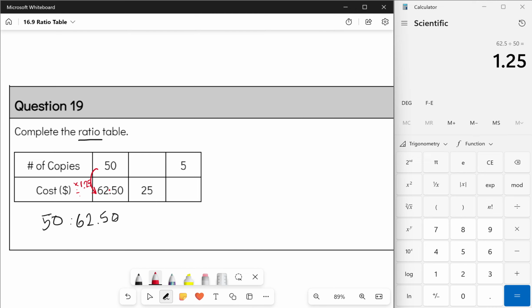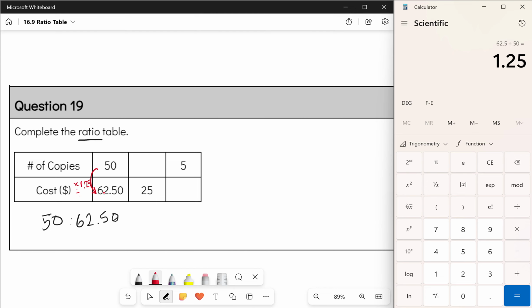1.25. So now, like I said a second ago, when I divided my bigger number by my smaller number, the number it gives me, this 1.25 over here, all that's telling me is if I want to get from 50 to 62.5, I have to multiply by 1.25.